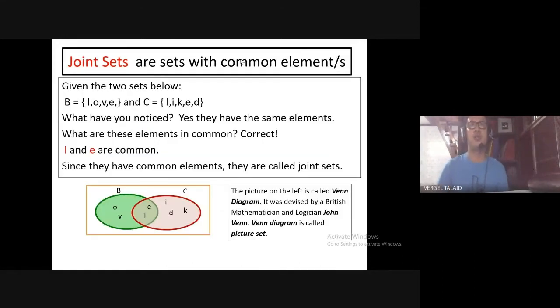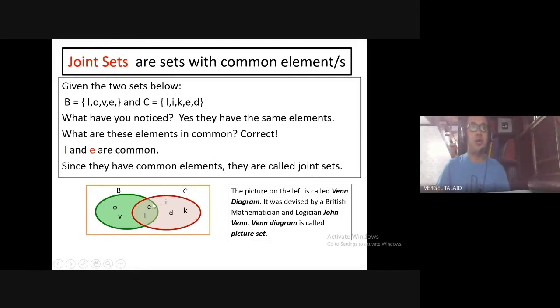Now, joint sets. From the word joint, they are sets with common elements. So, naa siya common. For example, given the two sets below, love and liked, what have you noticed on the given two sets? Yes, they have the same elements. What are the elements in common? We have L and E. So therefore, they are called joint sets. B and C are joint sets.